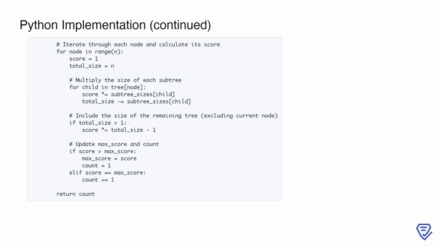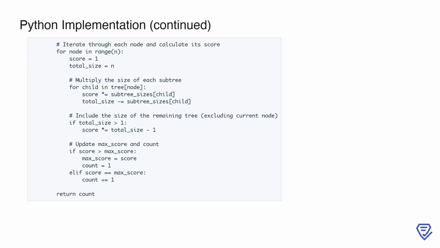Once the score for the node is calculated, we compare it with the current max_score. If the new score is greater, we update max_score and reset count to 1, as we found a new highest score. If the score matches max_score, we simply increment count since another node achieves the same maximum score. Finally, after completing the loop for all nodes, we return count, which represents the number of nodes with the highest score.